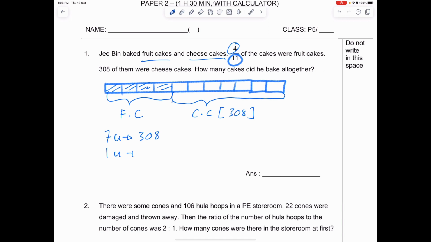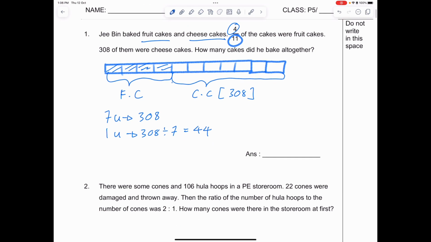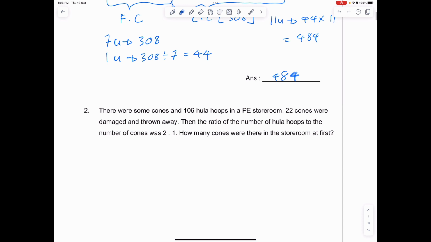So 1 unit would be 308 divided by 7. Your answer is 44. Now that you know there is 44, in total there are altogether 11 units. So therefore 11 units will be 44 times 11. Your answer is 484 cakes.